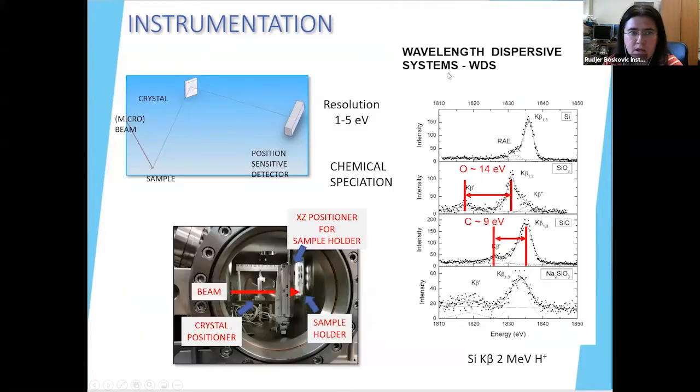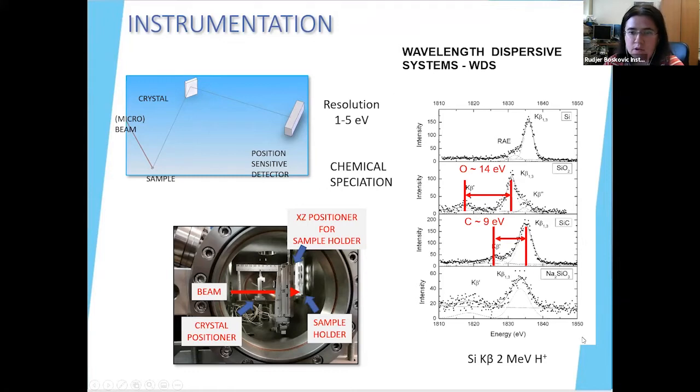So here, as I mentioned, we have two systems. One system is the energy dispersive system. We additionally have wavelength dispersive systems, which, instead of having X-rays detected directly with detectors placed very close to the sample, have X-rays scattered from a crystal and detected with position sensitive detectors. In this case, the resolution is in the range of 1 to 5 electron volts, compared to the energy dispersive system where your resolution is in the range of 130, 150 electron volts.